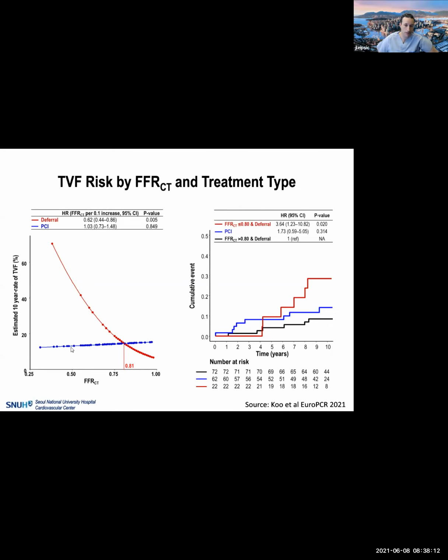So in clinical practice, we don't use this tool in a truly binary way. We know that an FFRCT of 0.62 is much worse than an FFRCT of 0.79, which is nominally worse than an FFRCT of 0.81, even though it's across the binary cut point.